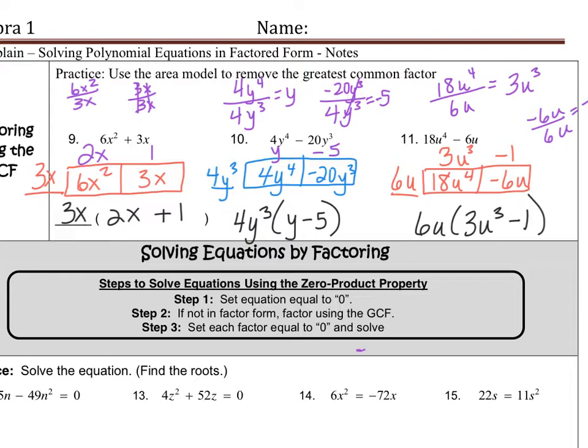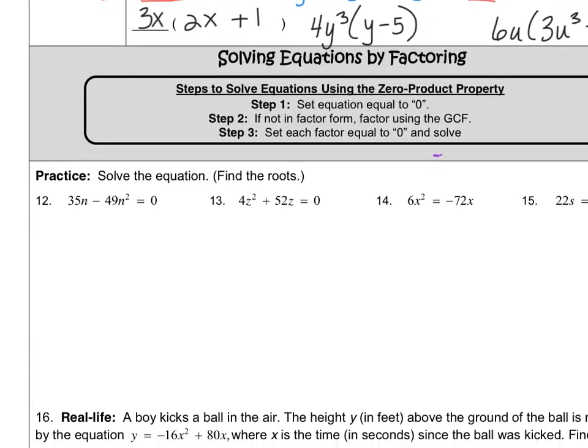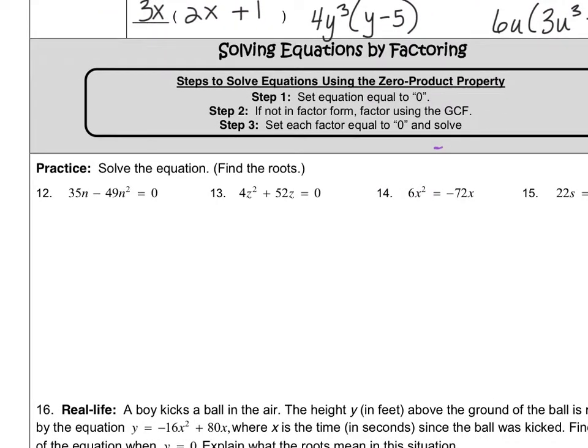So now we're going to put our two steps together and we are going to start solving equations. So we've got 3 steps that we have to follow. First, we have to make sure our equation is set equal to 0. Then we're going to factor out the greatest common factor. And then finally, we're going to take our factored form and set each factor equal to 0 to solve it.